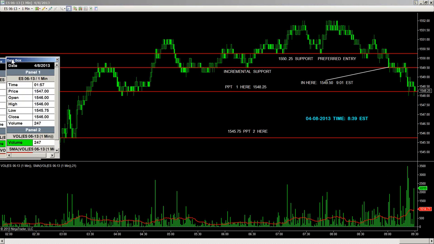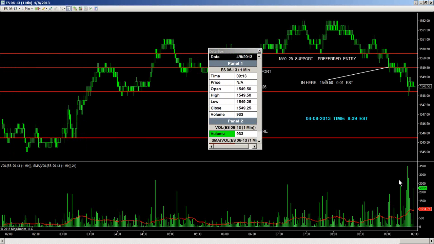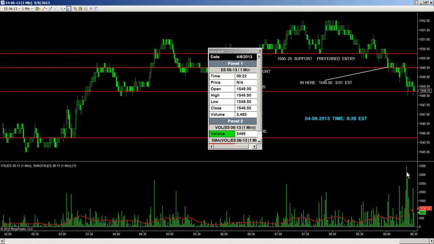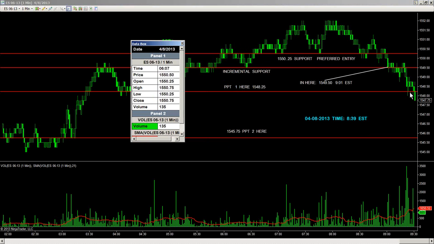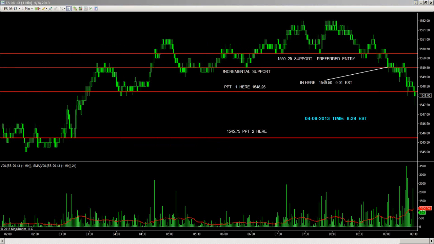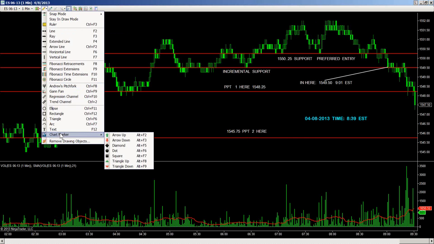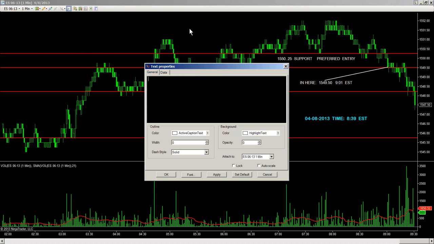If we fly in the data box right here, 3,495 contracts at 922. That's a lot of contracts. We have additional volume after that, and again here the volume should pick up again shortly as well. Prices are now trading through as we had expected right here, and we're looking to get to 1545.75. An excellent trade in play, identified again by us here, the Inside Technician.